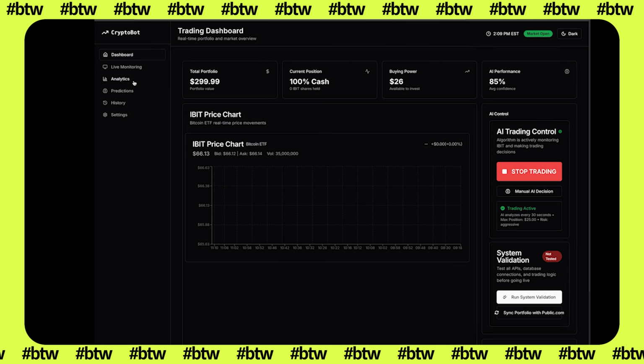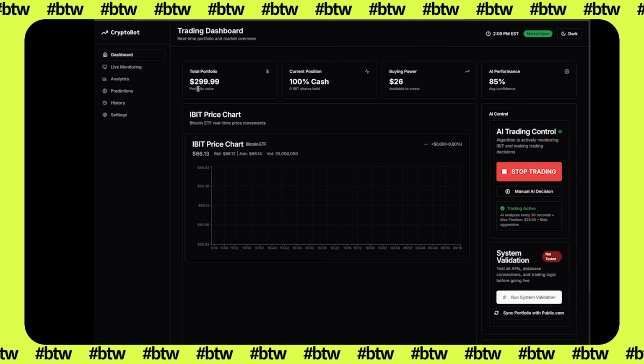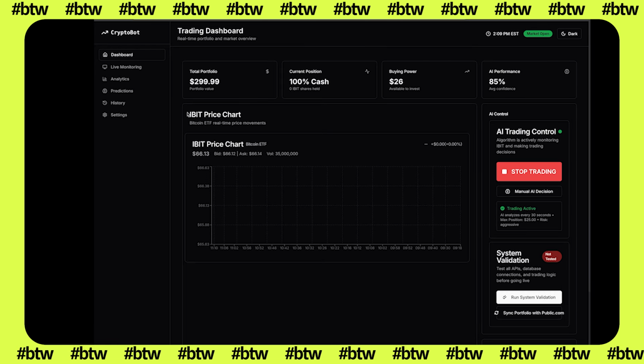Let me just tell you how our system works. What it does is it reads the price of a certain stock. In this case, I chose IBIT, which is the Bitcoin ETF. And then it sends that price plus how much money I have in my portfolio and how much risk I want to take over to ChatGPT. And then ChatGPT does some analysis and decides whether or not I should buy or sell.